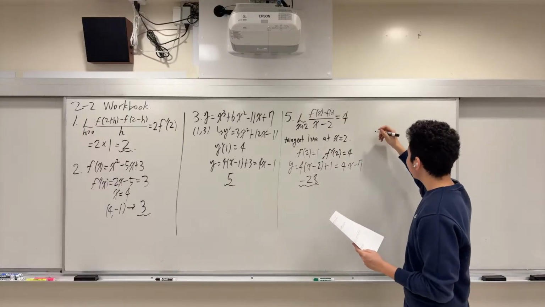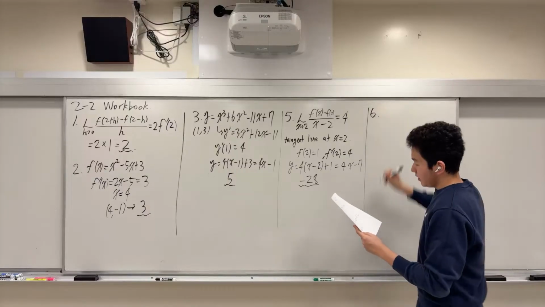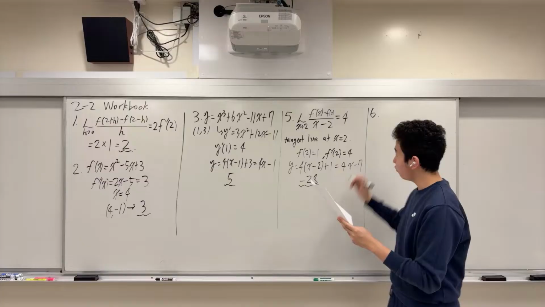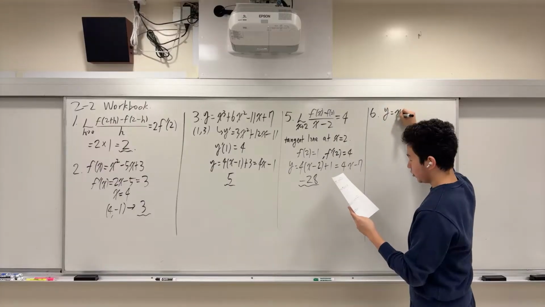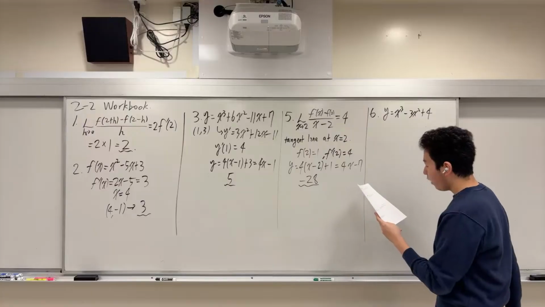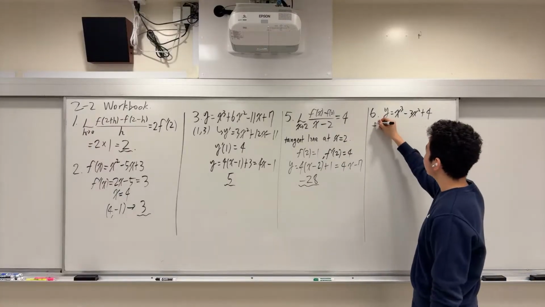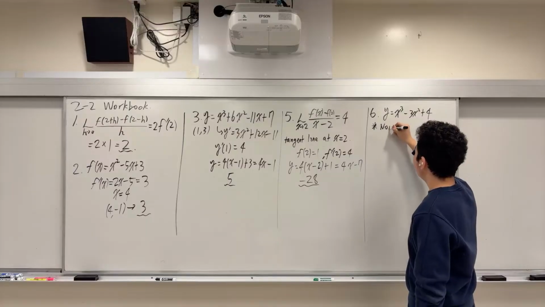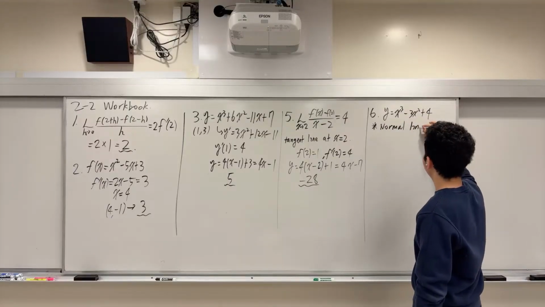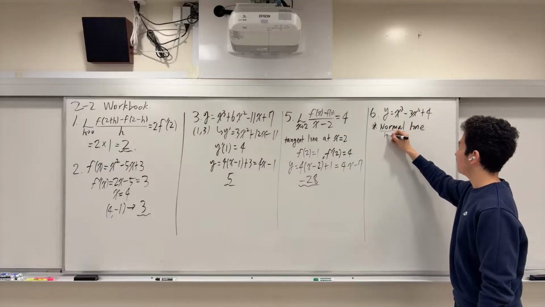Okay, number 6 asks us for a slightly different type of line. Let the equation of the line passing 1, 2, a point on the curve y equals x cubed minus 3x squared plus 4, while being perpendicular to the tangent line. Okay, so this is a concept called the normal line. You might have heard of normal force in physics. So a normal line, normal means perpendicular, right?